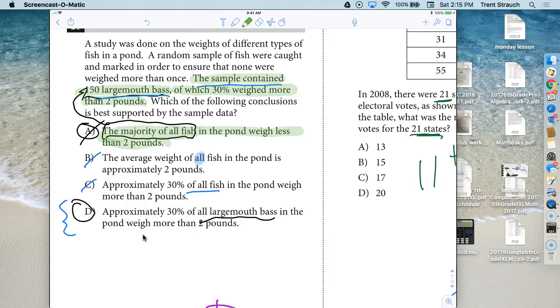Because they're talking about specifically a type of fish. Does that make sense? That's why, again, I think reading is the most important part here. Does that make perfectly good sense to you? All right, let me know.